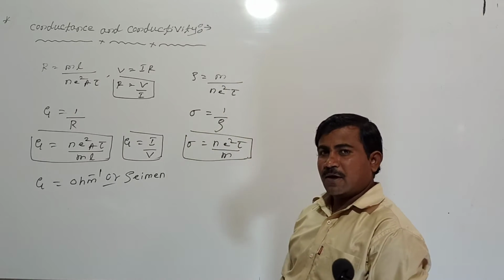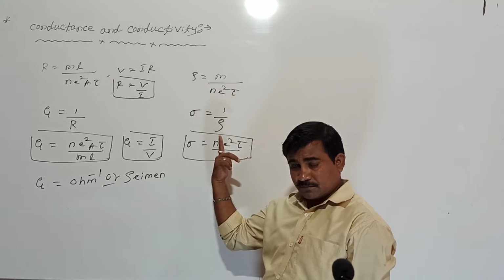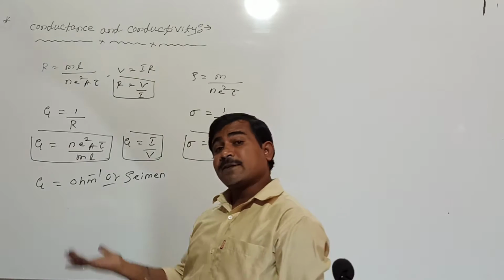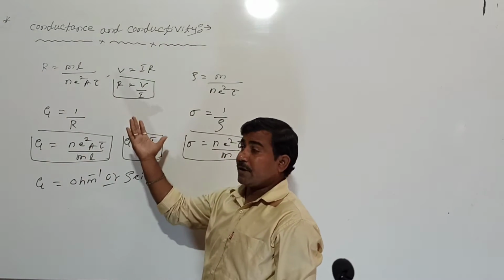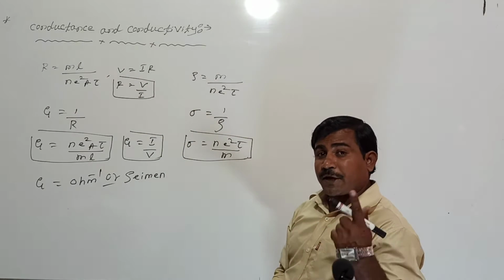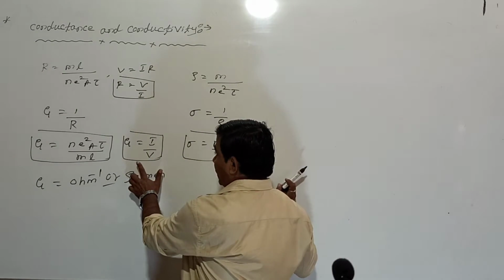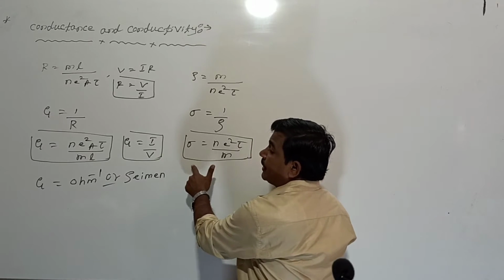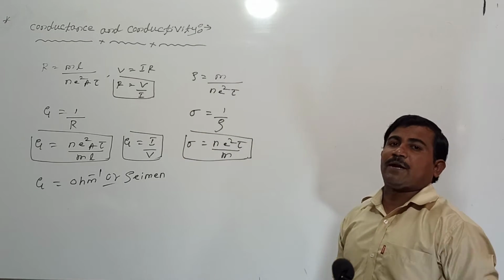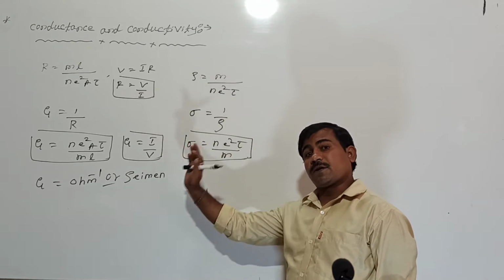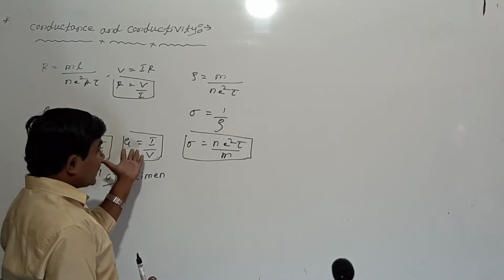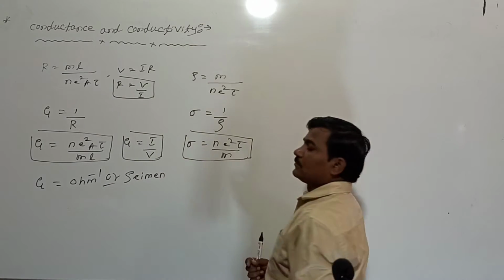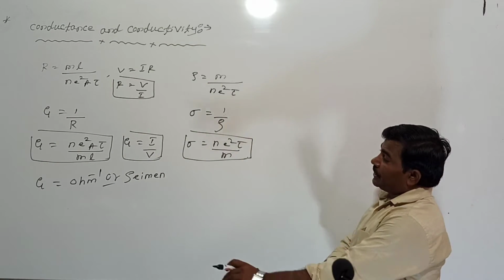From this, what are you getting? As the temperature increases, resistivity increases. As the temperature increases, resistance also increases. But from this, what are you getting? They are reciprocal values. So if the temperature increases, both the conductance and conductivity will decrease.